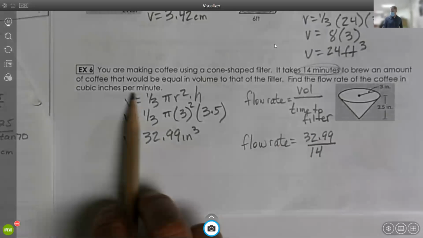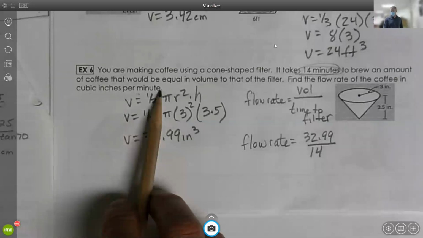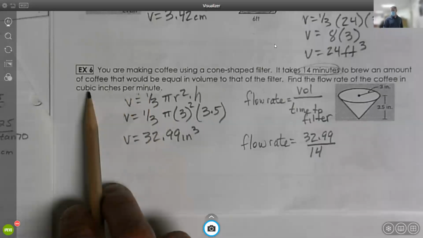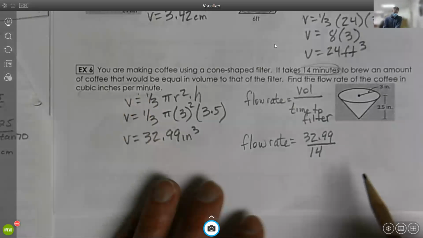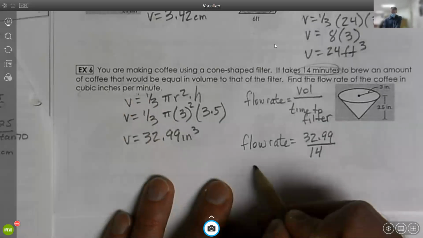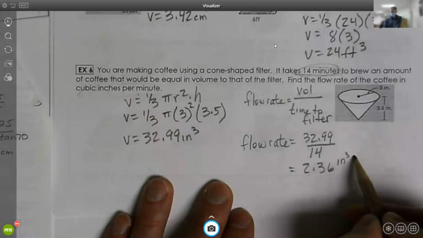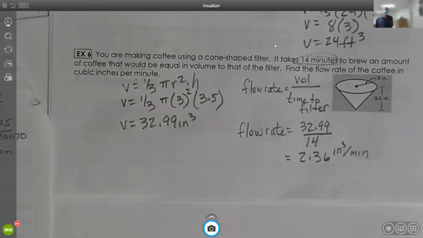Look here at what they told us. Find the flow rate of cubic inches per minute. So you want cubic inches on top, per, which is your fraction, and minutes on bottom. So that's helping you understand what your units are at the end. So we find out that the flow rate is going to be 2.36 inches cubed per minute. So it drips out what would be equivalent to the 2.36 cubic inches every minute. Not too long this time.